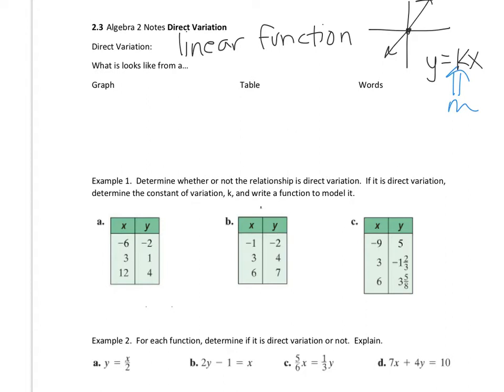So what it looks like on a graph is direct variation always is a straight line and it goes through the origin. So k could be positive or k could be negative.